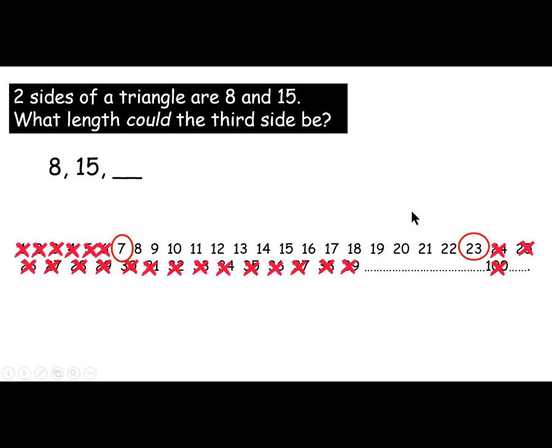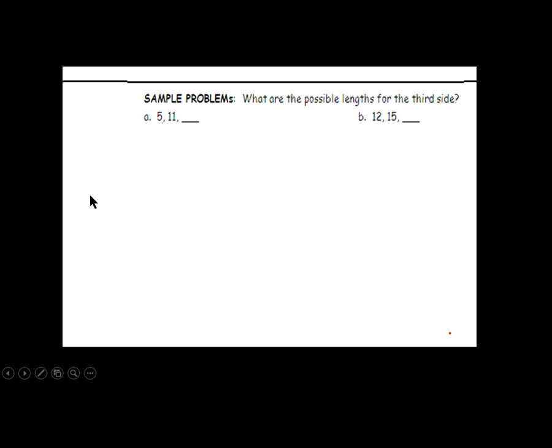So any of these numbers between 7 and 23 would work. Our answer has to be between 7 and 23. In math, we would write that as x is more than 7, but less than 23. Now notice it's not greater than or equal to, it's not less than or equal to, because 7 itself doesn't work, 23 itself doesn't work. You can jump straight to these numbers by simply adding and subtracting the two side lengths that you have.